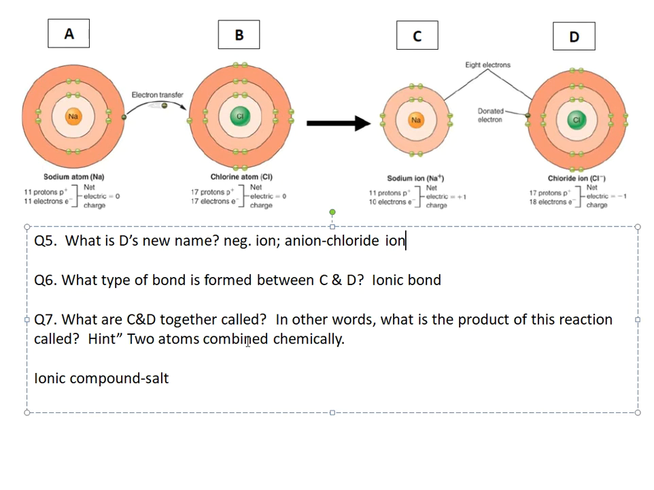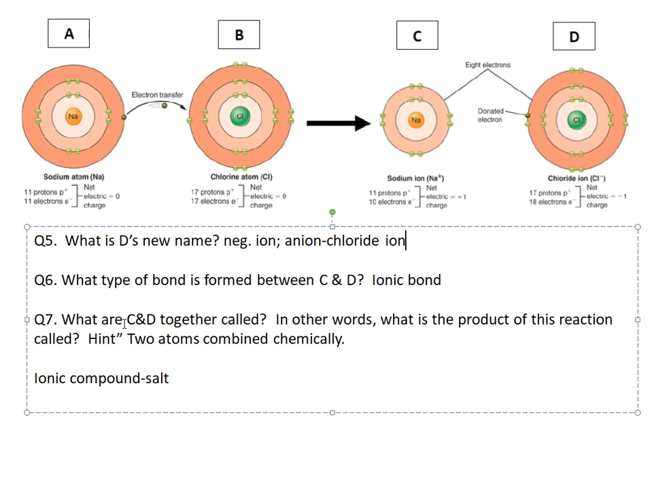What type of bond has been formed between C and D? The answer is an ionic bond. Ionic bonds are formed when one atom donates an electron to another atom. And now we have two ions of opposite charge, and they're attracted to one another. And that attraction is the ionic bond.